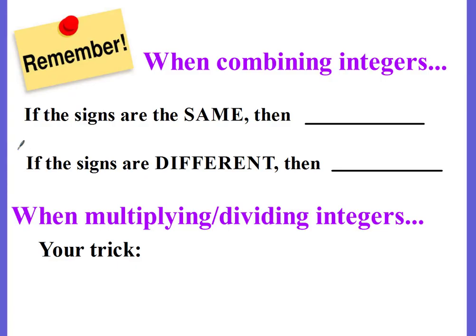Okay, first, remember, when combining integers, if the signs are the same, then you add them up. If the signs are different, then you need to subtract, and then use the sign of whoever has more. If there's more negatives, then your answer would be negative. If there's more positives, then your answer would be positive. And then when multiplying and dividing integers, if you're multiplying or dividing two integers, if they have the same signs, your answer is positive. If the signs are different, then your answer is negative.